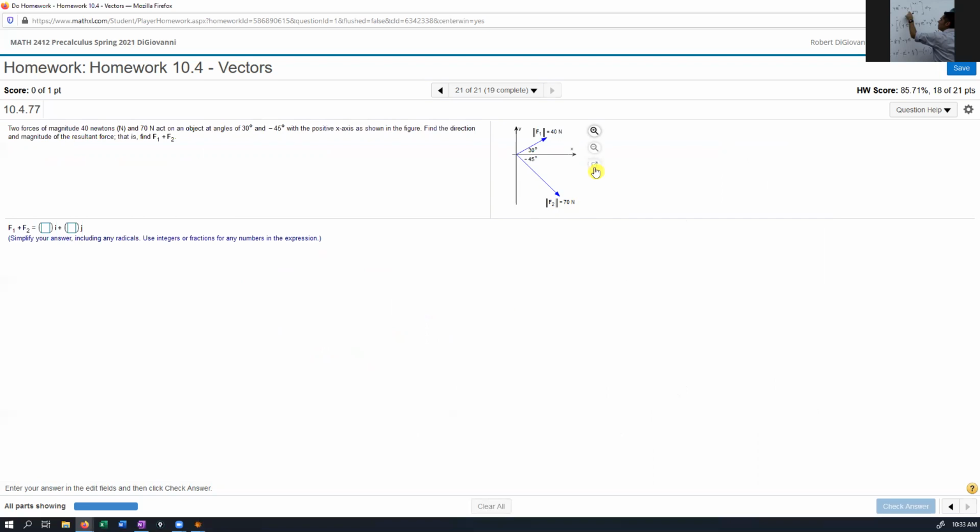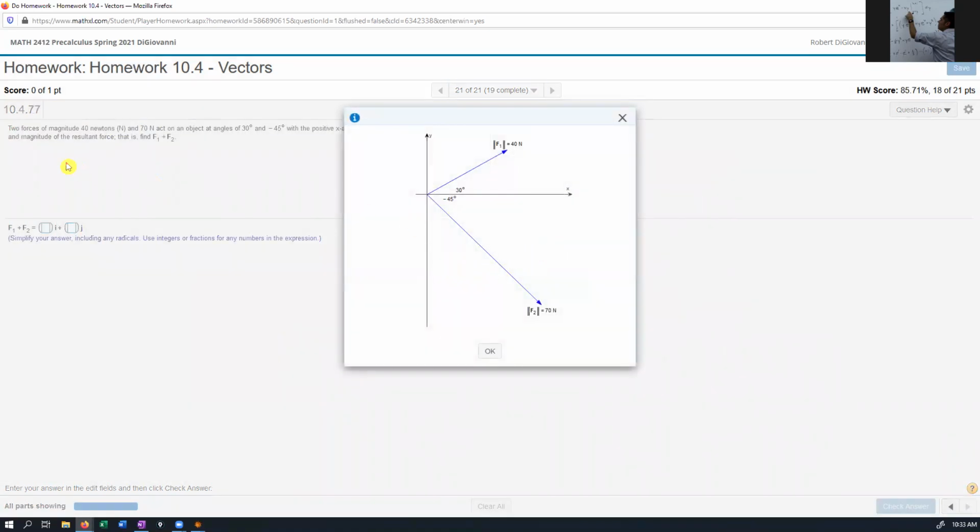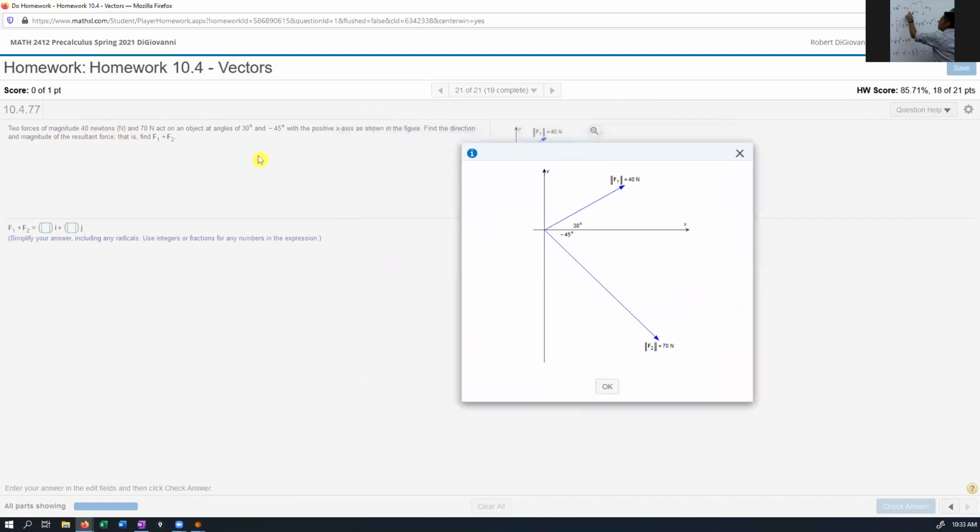So we have 2 vectors, okay? They say 2 forces of magnitude of 40 newtons and 70 newtons act. So newtons is a measurement of force. 40 and 70 newtons act on an object at angles of 30 and -45 degrees.